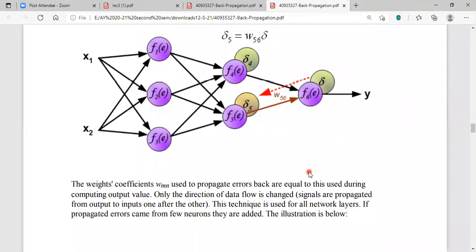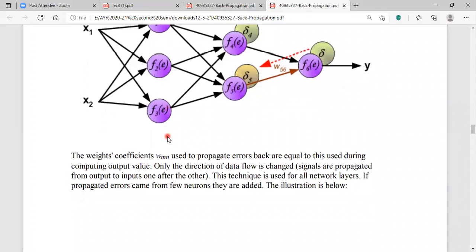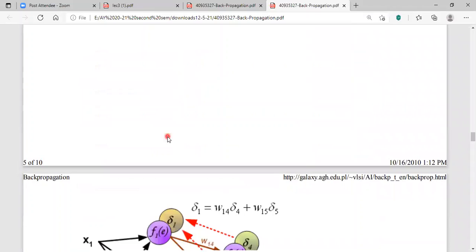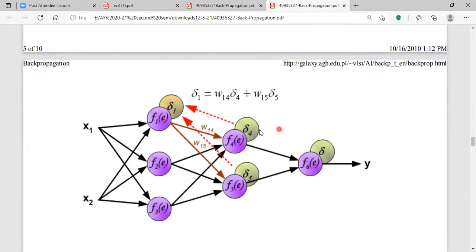input layer. The signals need to be propagated to the input layer. So from your hidden layer, you got delta 4 and delta 5. This should be transmitted back to the neurons in your input layer, F1, F2 and F3. So here delta 1 is W14 into delta 4 plus W15 into delta 5.